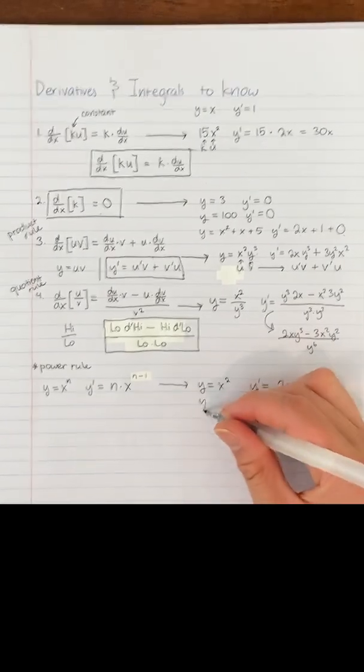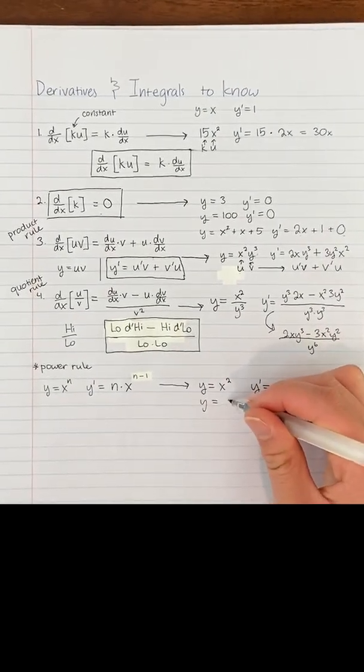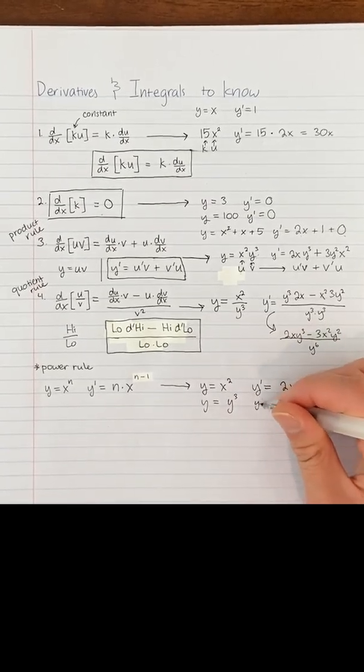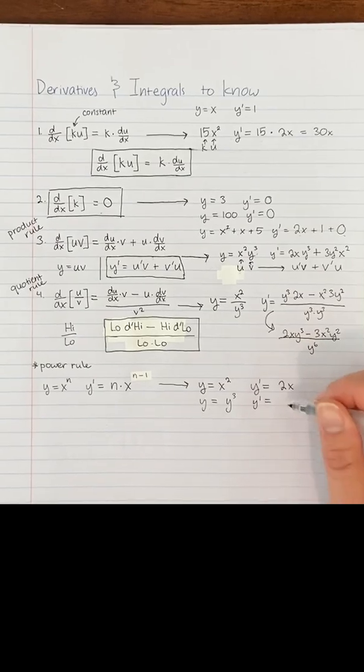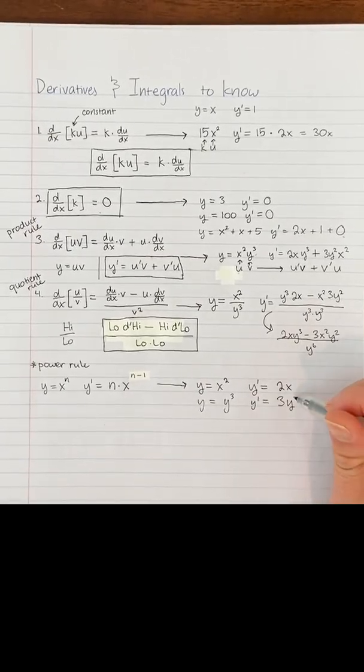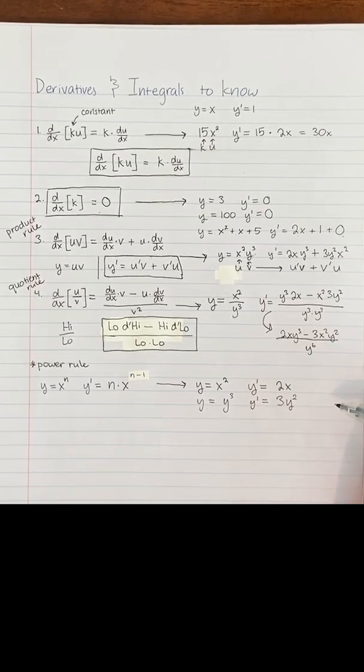So let's do another example. Y equals y cubed, like we've been using. The derivative of y is 3 in the front, 3y, and then 3 minus 1 is 2 squared. That's your answer.